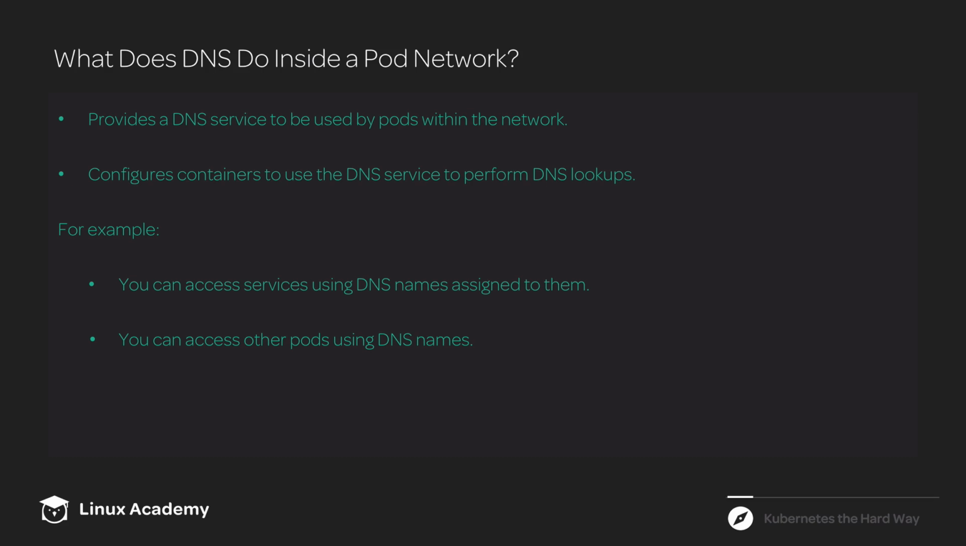You can access services using DNS names assigned to them. So anytime you set up a Kubernetes service, that service is going to be assigned an IP address. However, that IP address is somewhat dynamic. It could change. So it's probably not a good idea to hard code pods that need to access that service to just access that service over the IP address. Because if the IP address changes, then that configuration is going to break and it won't work anymore.